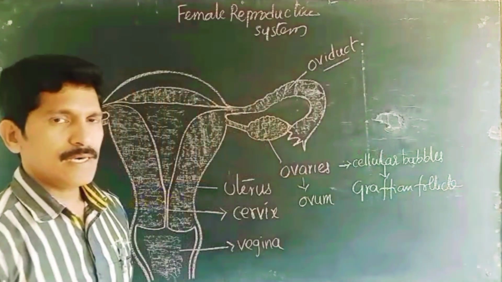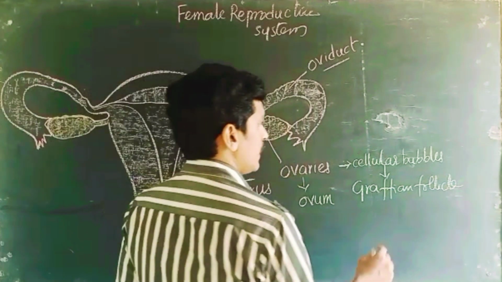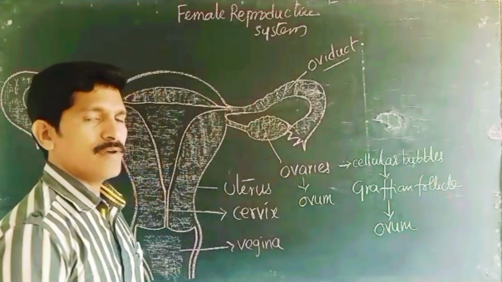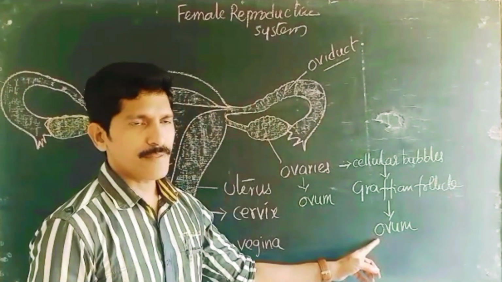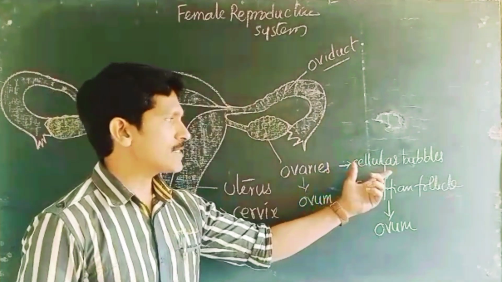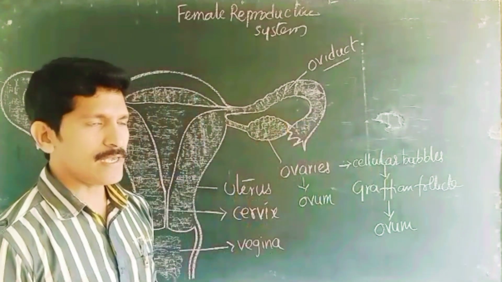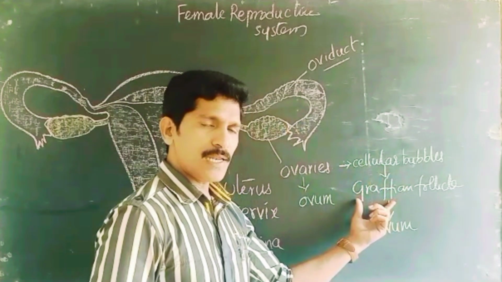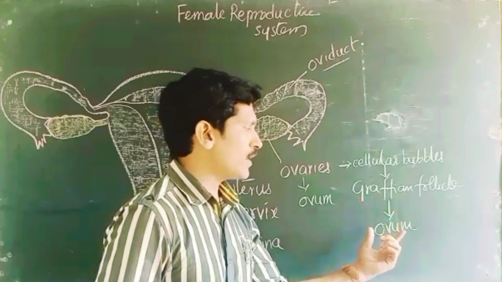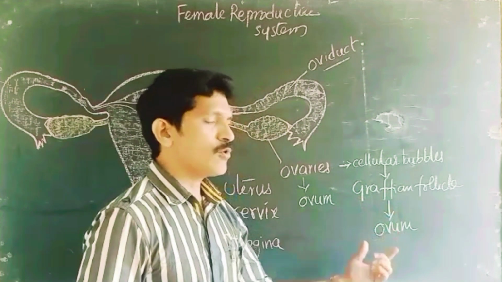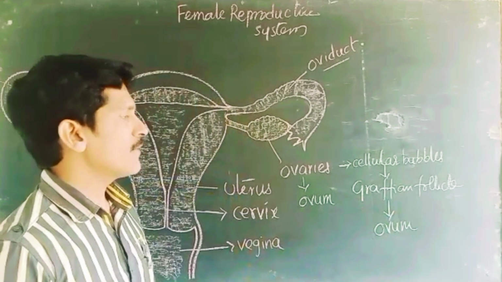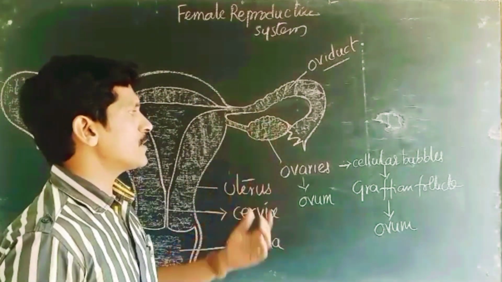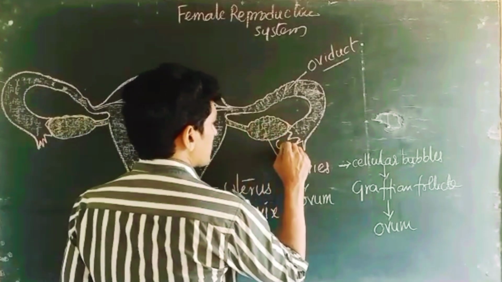Each Graafian follicle produces a single ovum. This is the way of producing the ovum from the ovary. Inside the ovaries, the cellular bubble-like cells are present initially, and they gradually develop into Graafian follicles, and each Graafian follicle produces a single ovum. When the ovum is completely matured, the Graafian follicle will reach the surface of the ovary and rupture, and then the ovum will be flushed out.